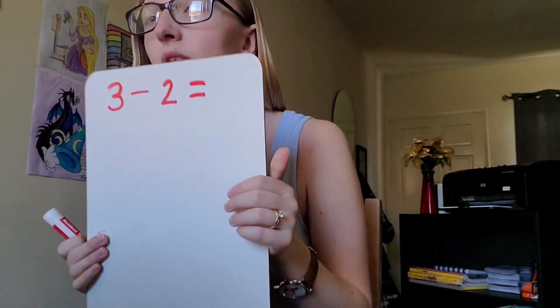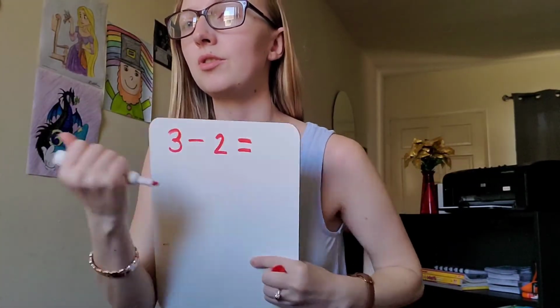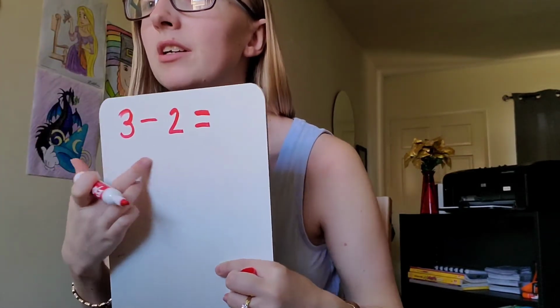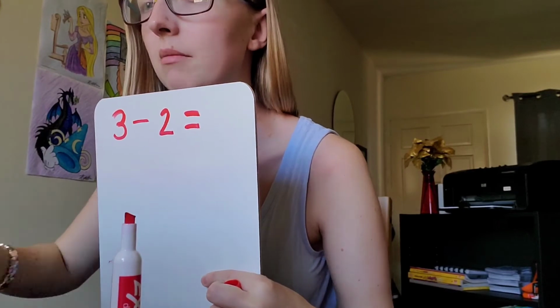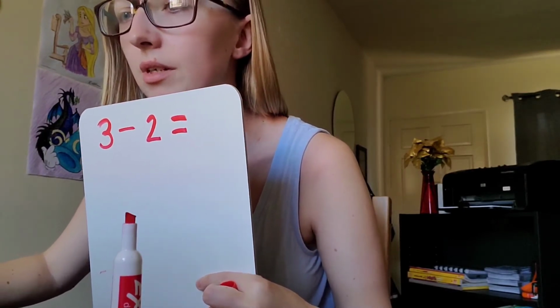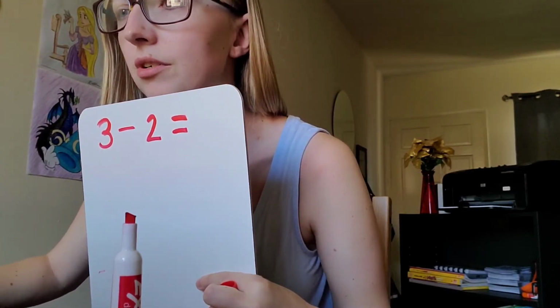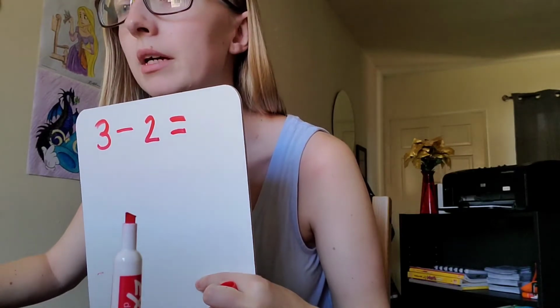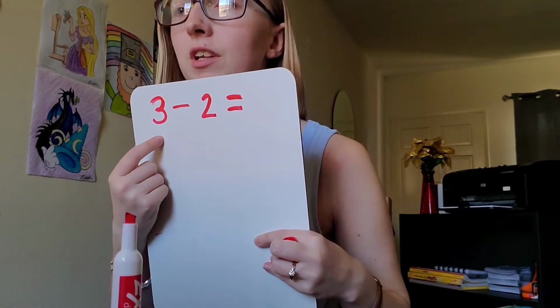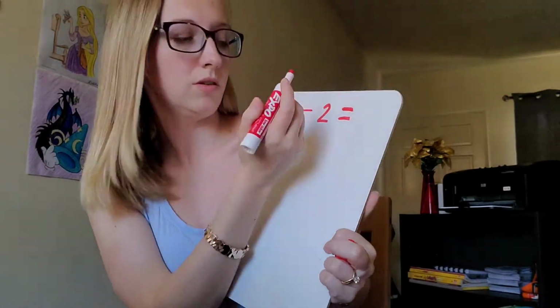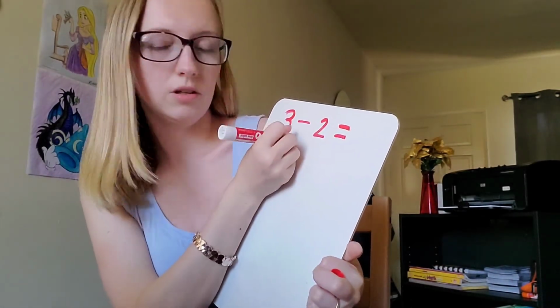So let's try this one. I'm going to draw some circles. What's my bigger number? Show me on your fingers. 3 or 2? What's my bigger number, 3 or 2? Sarah, what's the bigger number? 3. So I'm going to start with my first number and draw that many circles. 1, 2, 3.